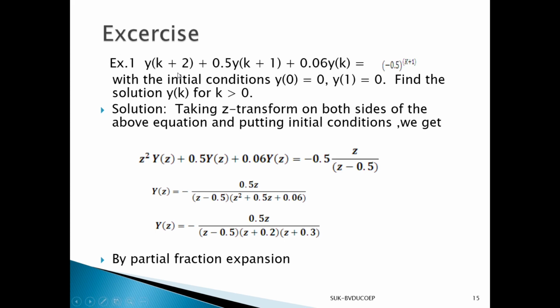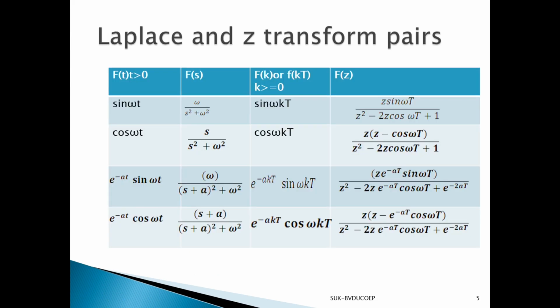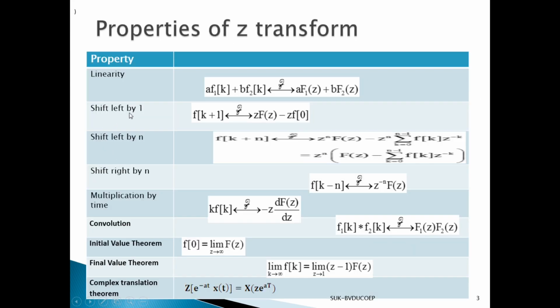Now this is what we have to apply. This is a shift theorem, y of k plus 2. So I just tell you the shift theorem. This is the shifting property. Shift left by 1: Z of f of k plus 1 is z F(z) minus z f0.